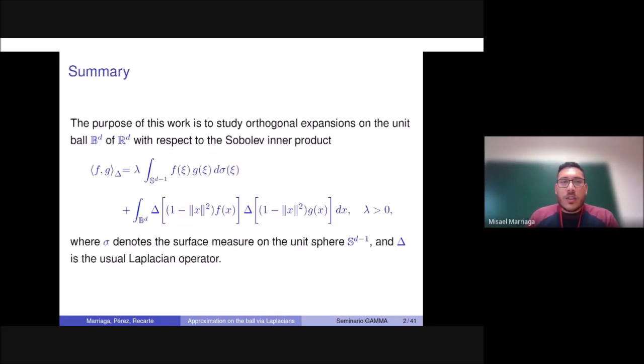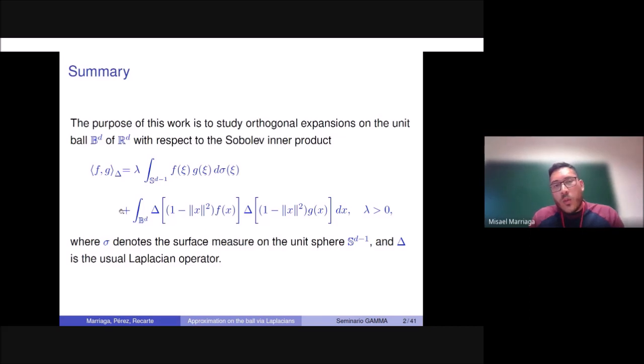Okay, so before going into what we're trying to do, I just want to give a quick summary so that we can have a bit of a bird's-eye view of what we're trying to do. In this work, we are trying to study the orthogonal expansions or Fourier series with respect to an orthogonal polynomial basis associated with this inner product that I have here, which is defined on the unit ball of R^d, and it also has a term that lives on the surface, or the sphere, of this ball.